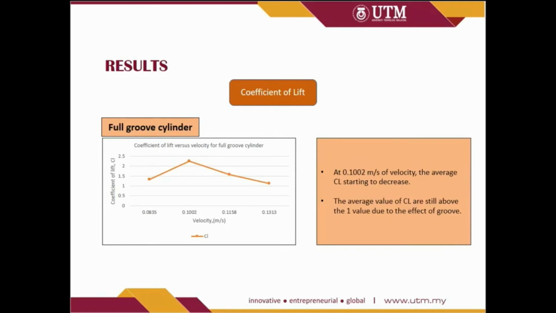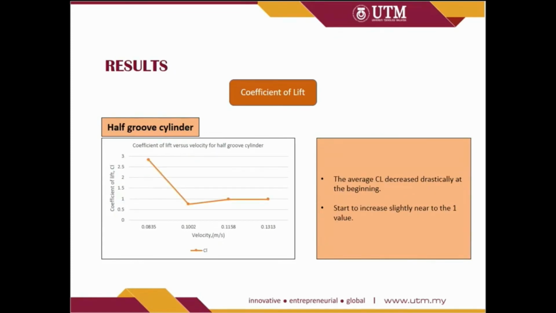Then we proceed to the results of the coefficient of lift. First, for the full groove cylinder at 0.1002 meter per second of velocity, the average CL starts to decrease. The average value of CL is still above the value of 1. Then, for the next model, the half groove cylinder, the average CL decreases drastically at the beginning, but then starts to increase slightly, near to the value of 1.